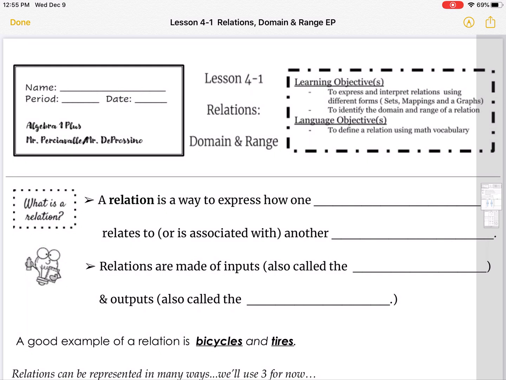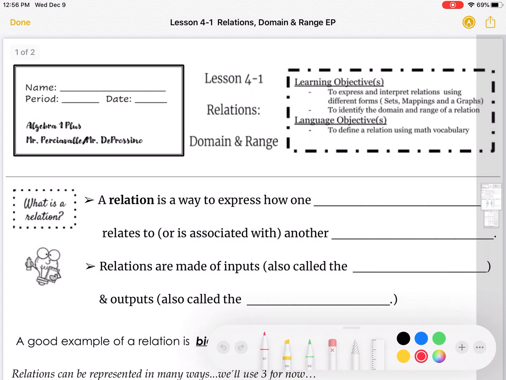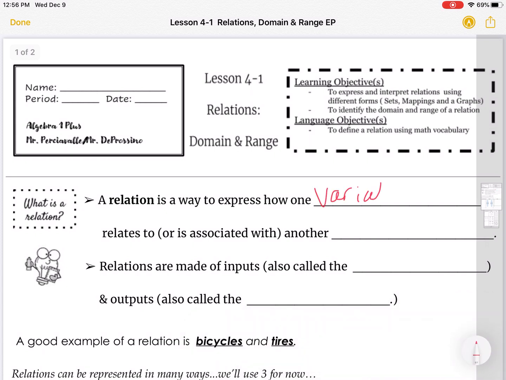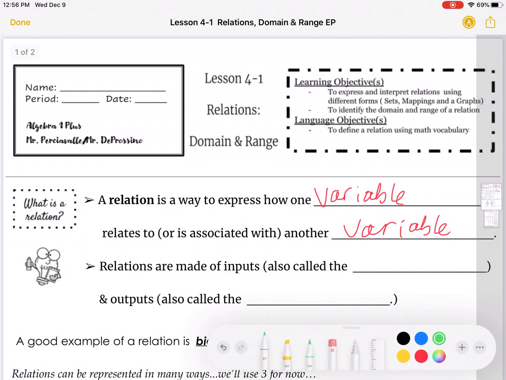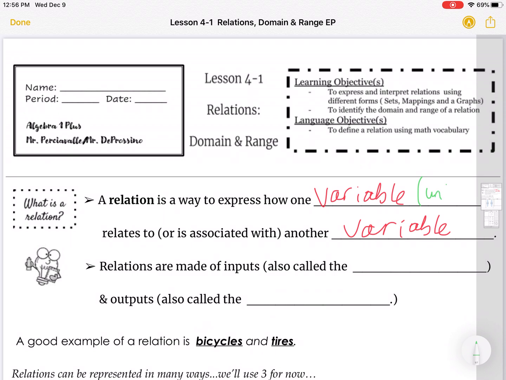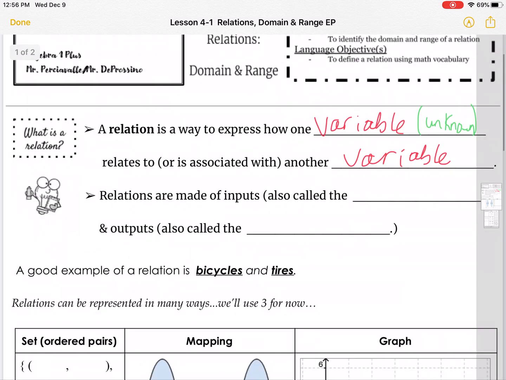All right, so what is a relation? A relation is a way to express how one variable relates to another variable. Now, what does that mean? Well, when I say variable, I just mean one unknown. Basically, we're just going to talk about the relationship between two things. How does one thing relate to another?